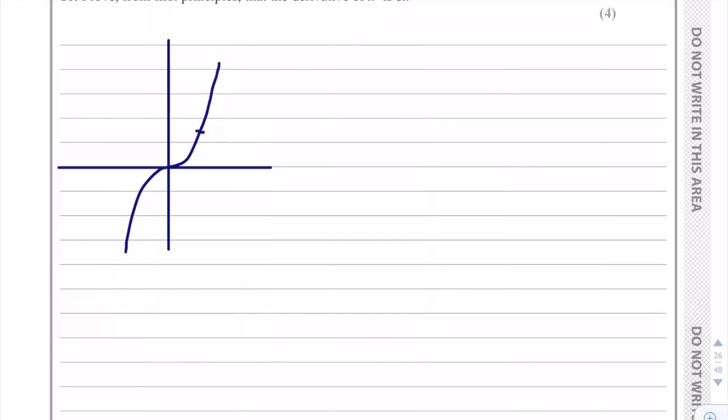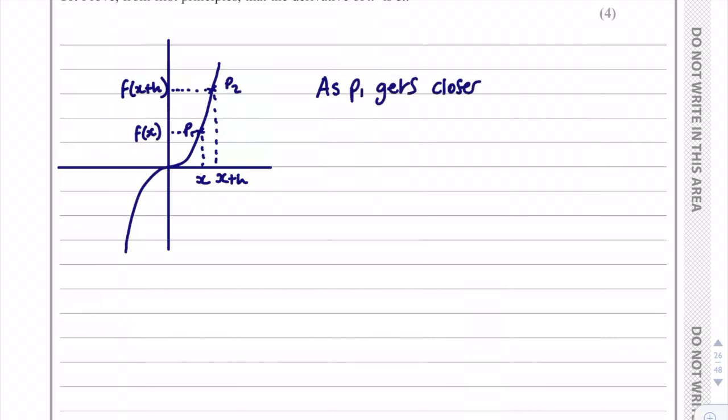And if we plot 2 points on this graph, we can have the point P1 here, and up here we'll have the point P2. Now P1 is going to have an x coordinate of x, and a y coordinate of f of x. And then let's say P2 has an x value of x plus h, and a y value of f of x plus h. Okay, and then what we can say is as P2 gets closer to P1, our value of h tends to 0. And the point of this is so that we can represent an equation for any tangent to the curve. So we can represent that as a limit.